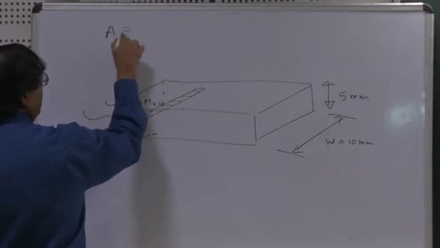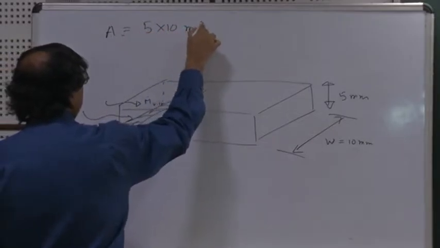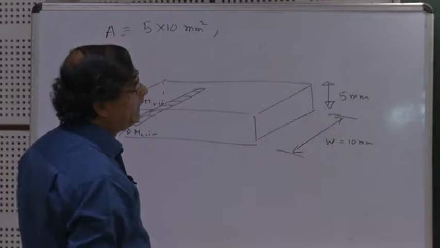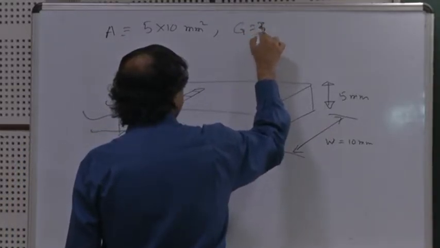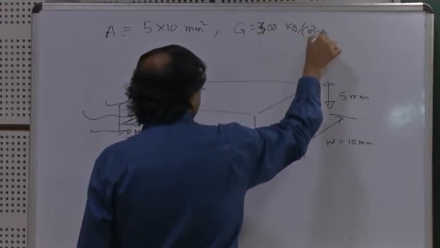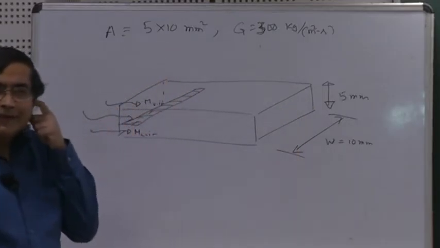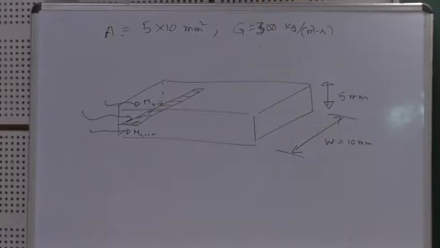So my cross-sectional area is 5 into 10 millimeters squared. G is 300 kilogram per meter squared per second, which is a rather large mass flux. And notice that such large mass fluxes are needed for very high heat loads. And clearly, even higher mass flux would be needed if I am going above 50 watt per centimeter squared.